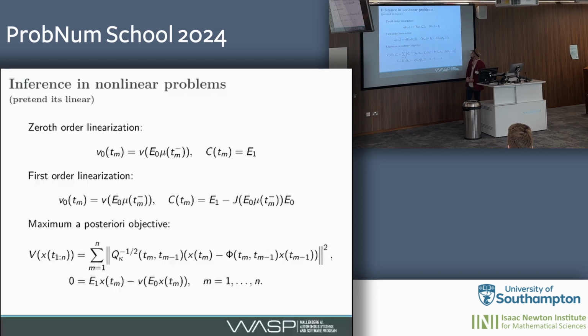Now the second approach is, of course, to do a first order Taylor series expansion of the vector field. So what happens then is that rather than just having an observation matrix equal to E1, that is to say, we observe the derivative, we have something more complicated, which is a linear combination of the derivative and the solution.